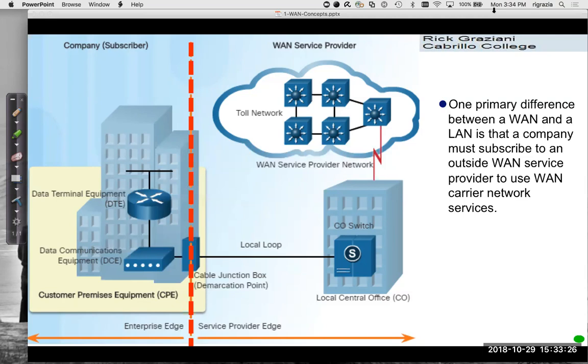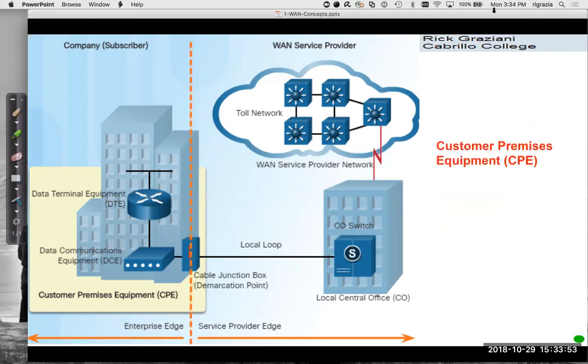I introduced a few of those, things like Metro Ethernet, leased lines, old frame relay, although that kind of stuff is still around. But in this video, we're going to talk about basically just terminology and devices. So we've got equipment at both ends, both within the subscriber and also within the provider.